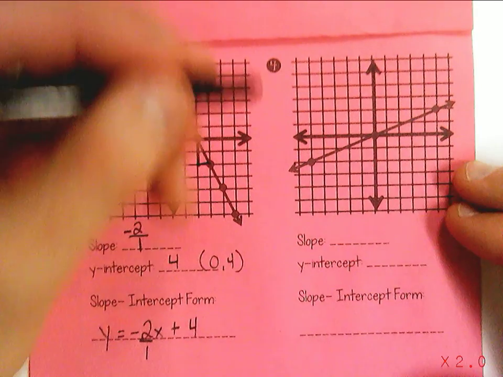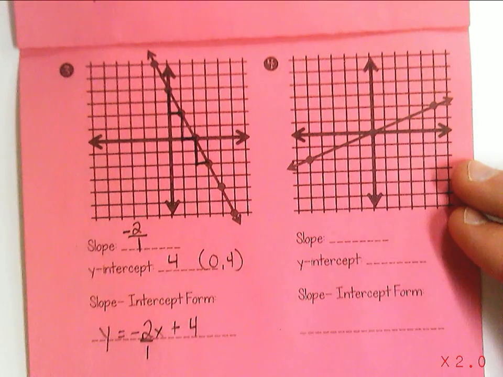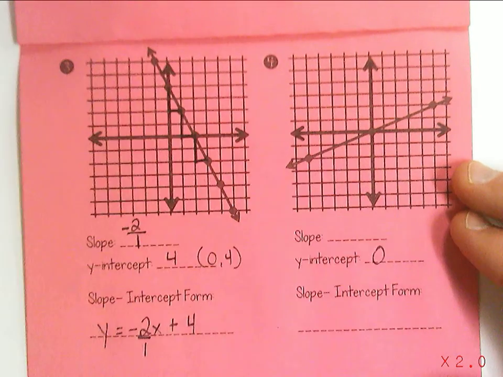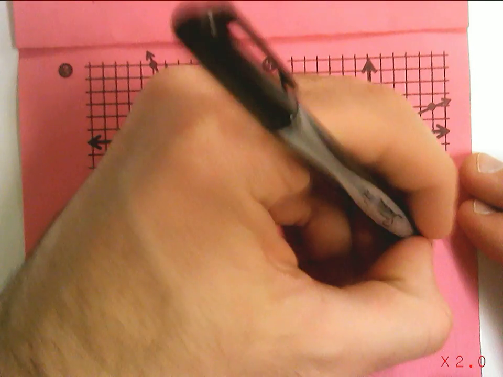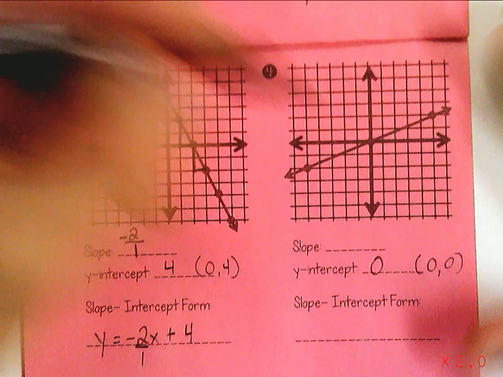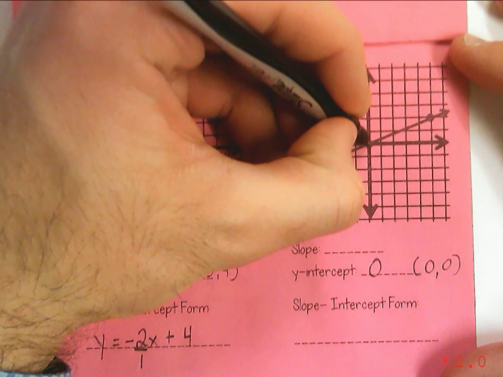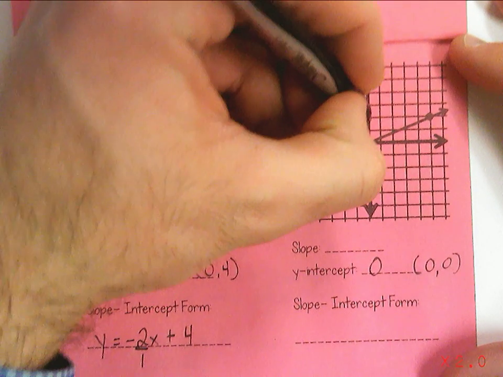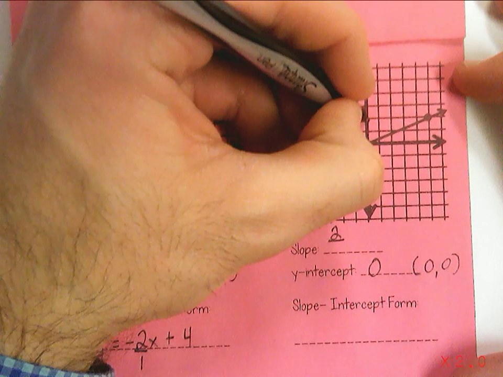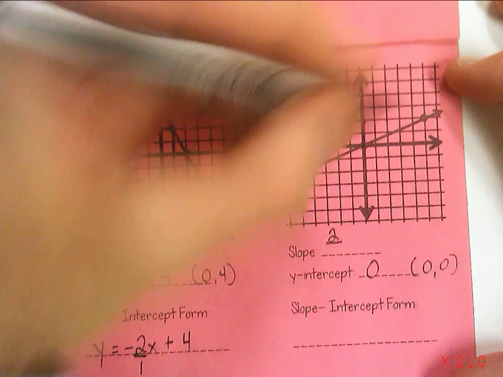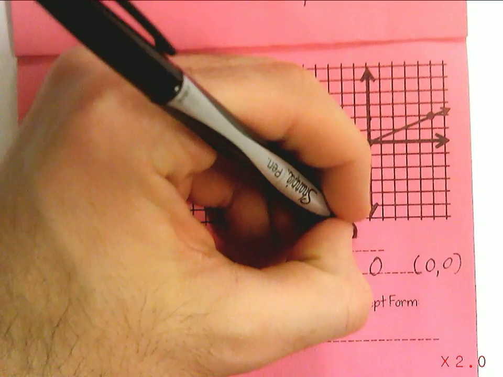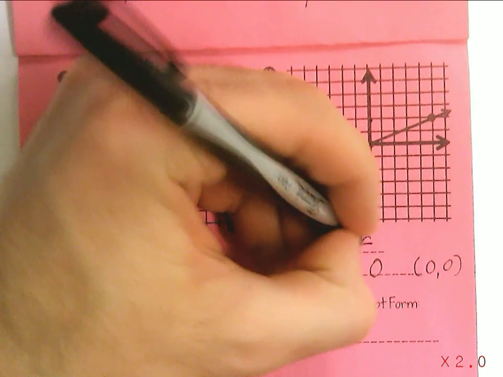All right, number 4. So this one's a little bit trickier. Your y-intercept here is actually the origin at 0, 0. So your y-intercept will be 0, and that coordinate would be 0, 0. The slope we can do just like any other one. So if I start at my y-intercept, I need to go up 1, 2, and I need to go to the right. So 2 I'm going to put. I need to go 1, 2, 3, 4, 5 to the right. So my slope is 2/5 here. I don't like how that looks. 2/5.